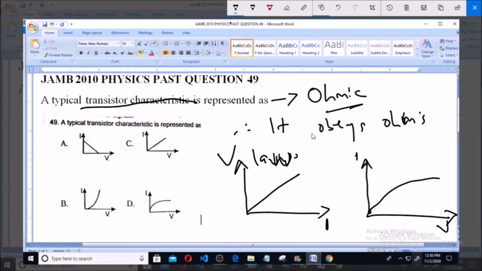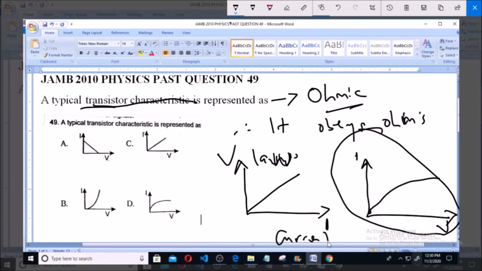So like we said, it is ohmic. A typical transistor is ohmic, therefore it obeys Ohm's law. So this is what the graph looks like when you plot current against voltage, and that is what is seen here in option D. So option D is the correct answer to this question.